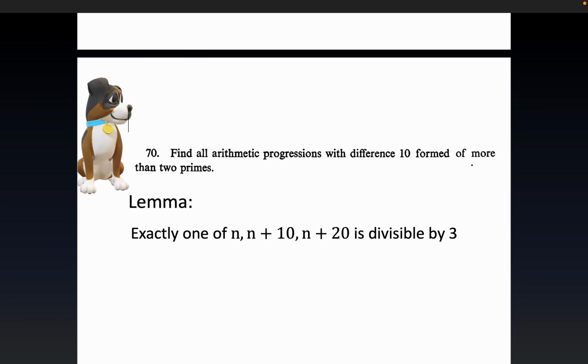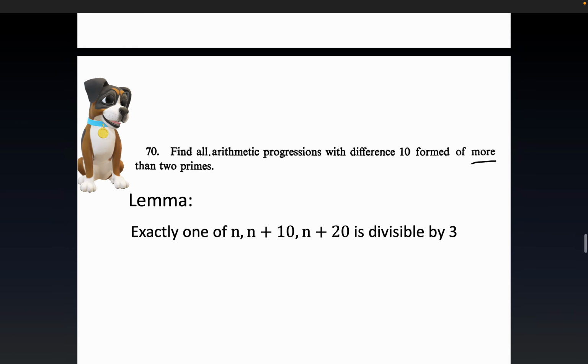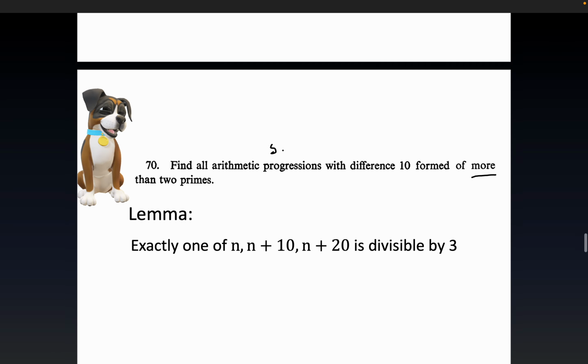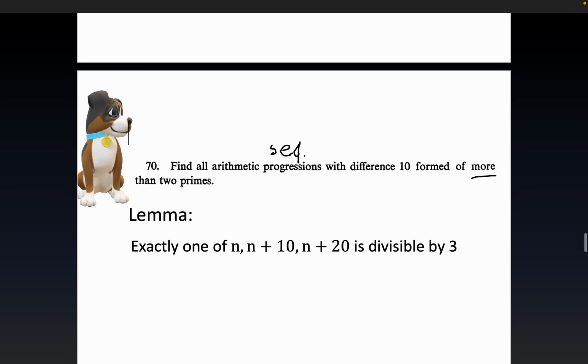Good day, everybody. I guess this is a slightly interesting problem from Sierpinski's number theory textbook. It's problem number 70, and it says find all arithmetic progressions. This is a lot of times called sequences these days, right? I'll abbreviate that with SEQ here. So it's the same as a sequence, arithmetic sequence.